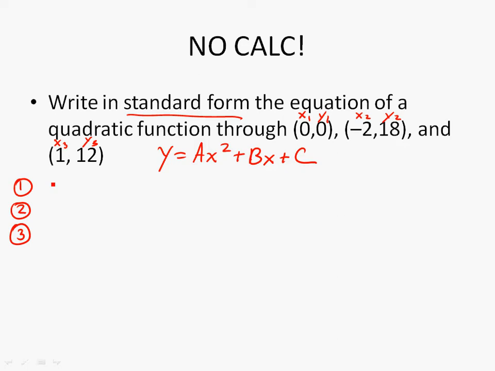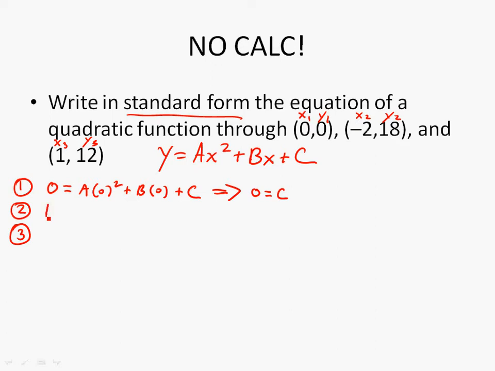So I take 0 and substitute it for y in the standard form, and then I'll take the x and substitute it for x. And I see it's 0, a times 0, b times 0 is just 0. So after cleaning up and simplifying, I'm left with 0 equals c. I'm going to do the same thing with the second point for the second equation.